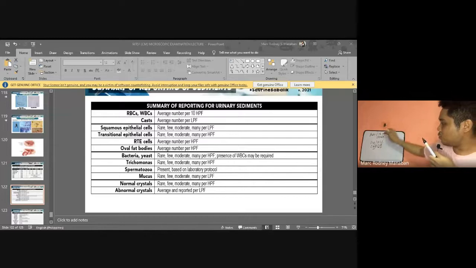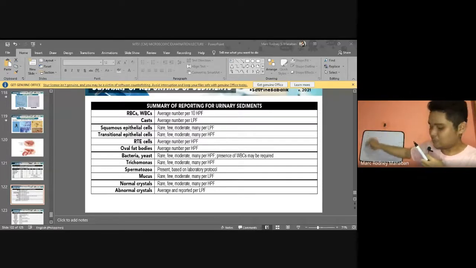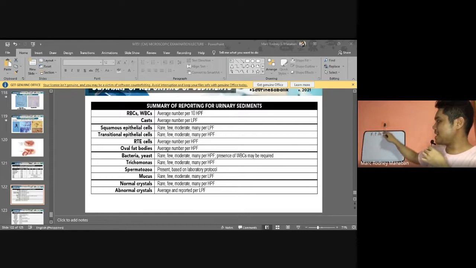Next, we go to the semi-quantitative, descriptive words. You have RF MoMA. What does RF MoMA mean? Rare, few, moderate, many. So RF MoMA per 10 LPF. Which ones are reported as RF MoMA per 10 LPF?